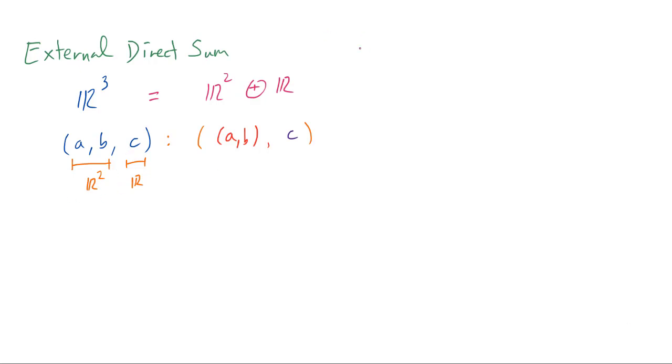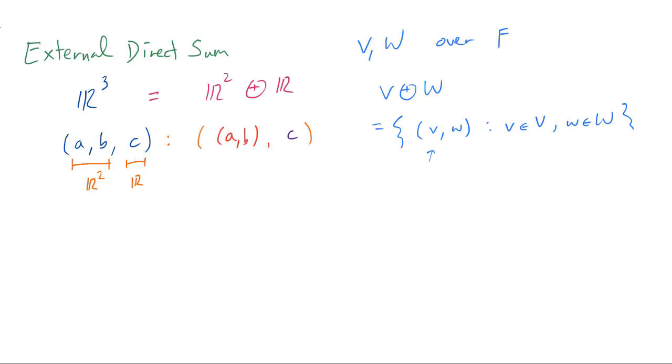So if we have vector spaces V and W over a field F, then we can simply define the external direct sum V ⊕ W to be the space of tuples (v, w), such that v is coming from V and w is coming from W. And of course, we're going to let the addition and scalar multiplication be done component-wise. So for example, a times (v, w) is going to be (av, aw), and so on.